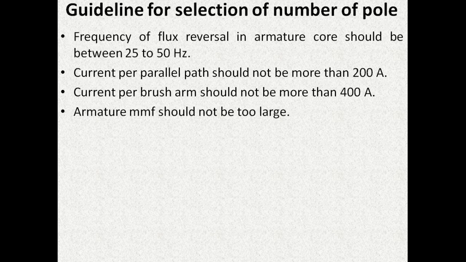The number of parallel paths in the case of lap winding is the same as the number of poles. And it must be ensured that the current flowing through each of these parallel paths should never exceed 200 ampere. The third important point is that the current per brush arm should not be more than 400 ampere. And the fourth guideline is that the armature MMF value should never exceed the values given in that table. So these are all the points which you must know for selecting the number of poles in a DC machine.